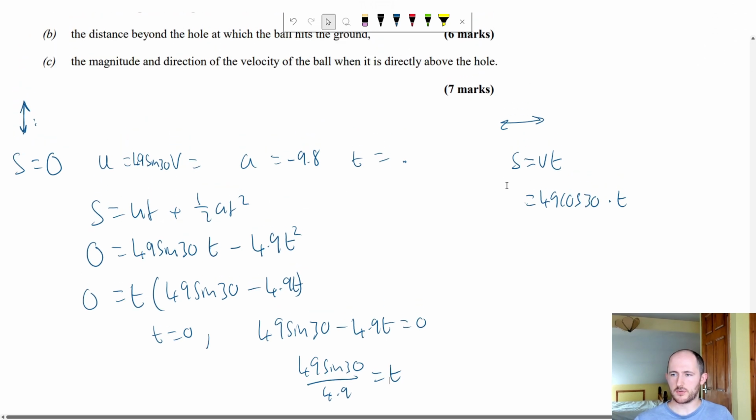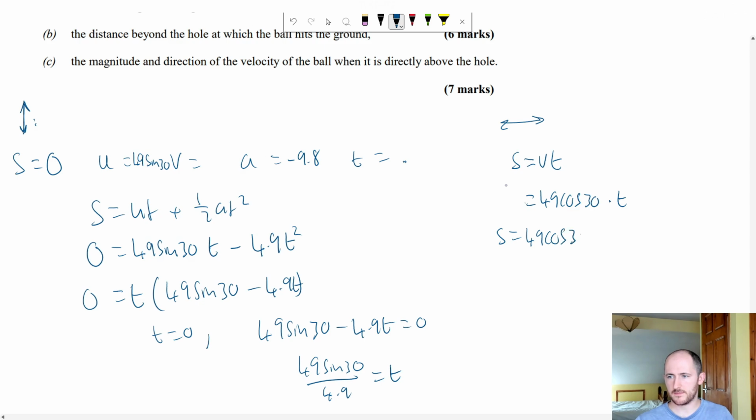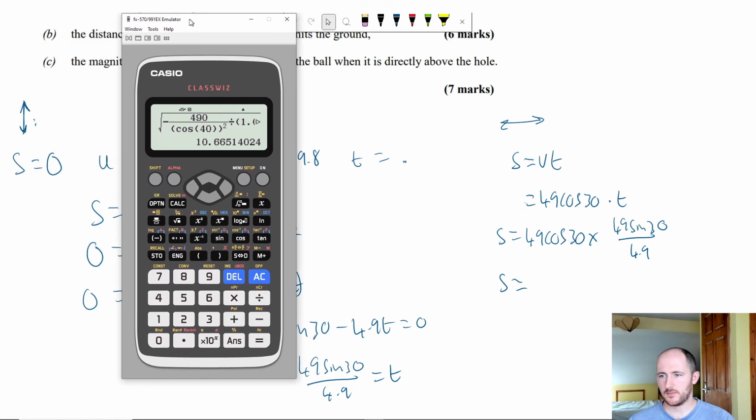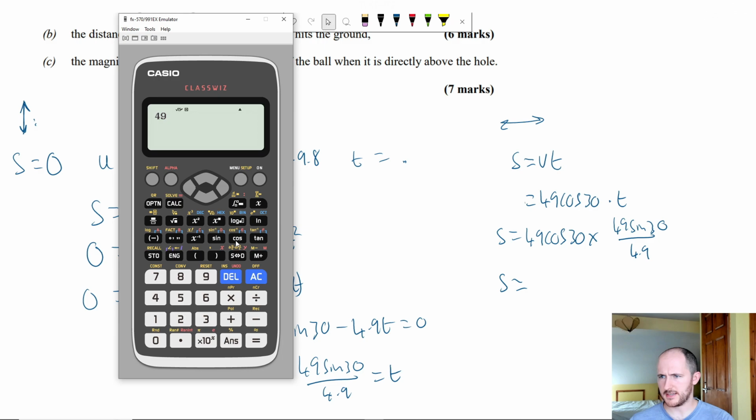So then my horizontal displacement is just going to be 49 cos 30 multiplied by 49 sine 30 over 4.9. And that should give us our horizontal displacement. Don't forget, that's not us finished yet, but it is close. Times fraction 49 sine 30 over 4.9 gives me a total displacement of 212 meters.